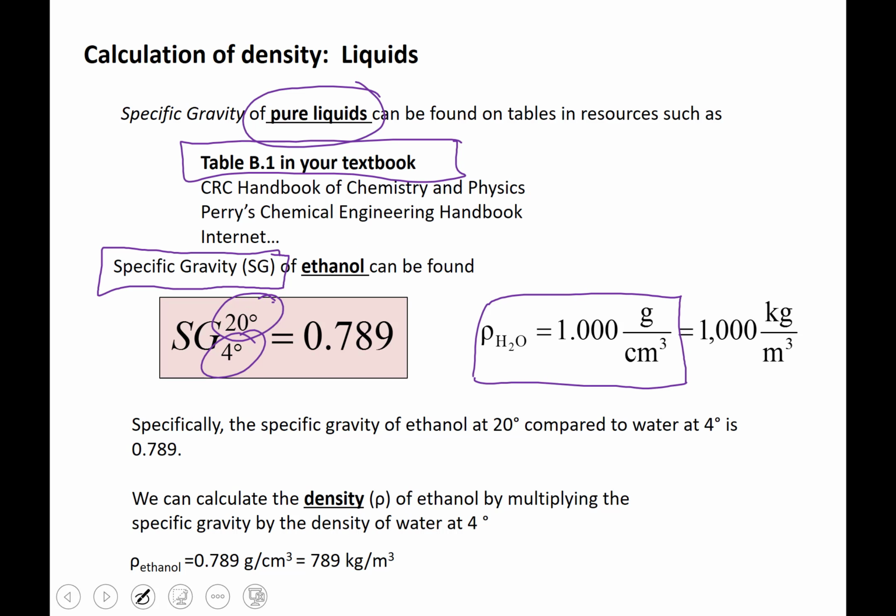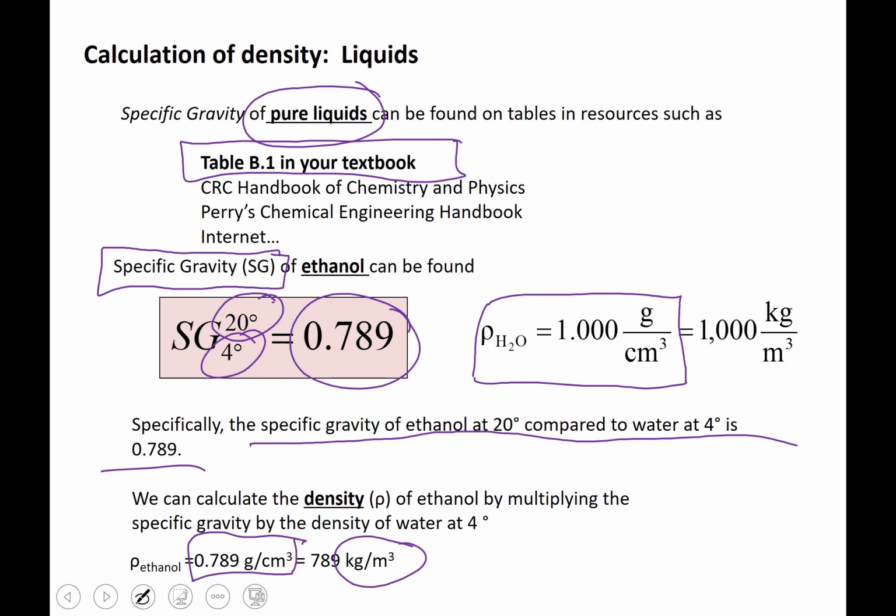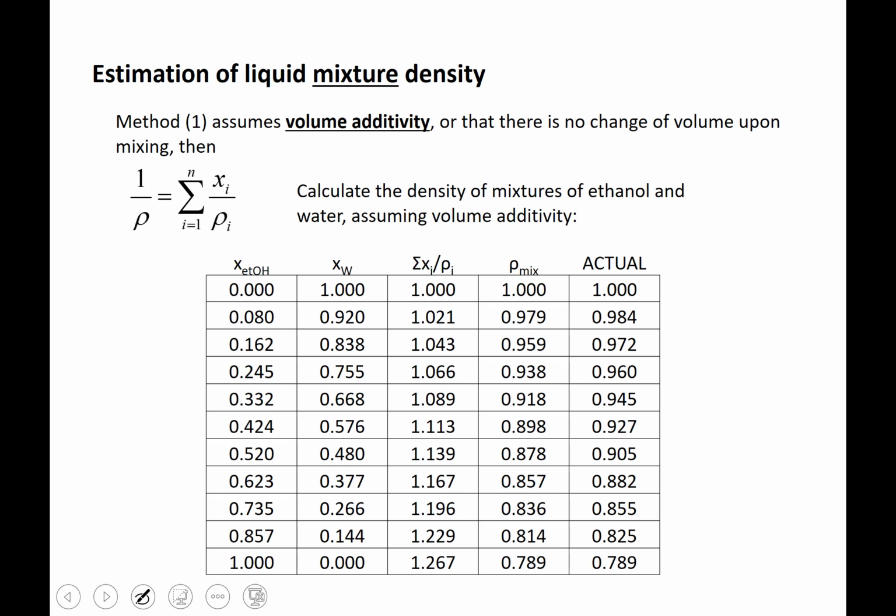So if we want the density of ethanol in grams per centimeter cubed, we simply multiply the specific gravity times 1. And that gives us the density of ethanol in units of grams per centimeter cubed. If you want it in units of kilograms per meter cubed, then you multiply it by 1,000, and then you get 789 kilograms per meter cubed. Pretty straightforward, but some people forget this, so you don't want to forget this.